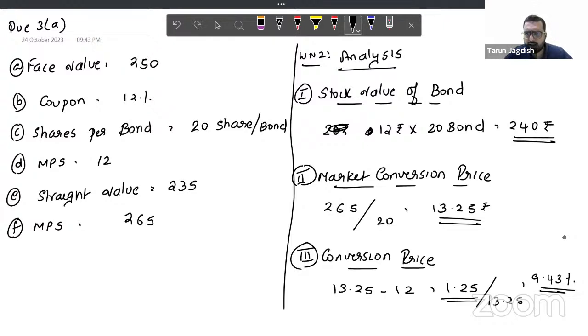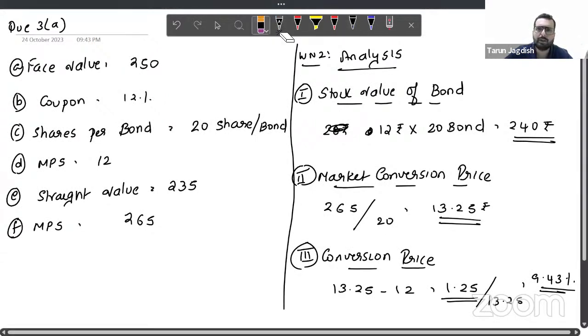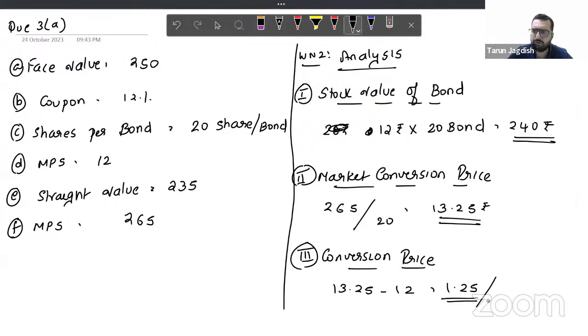I believe everybody is clear so far. One minute. Sorry, it should be divided by 12, not by 13.25, because from 12 it has to go up, correct? So the premium will be calculated on 12. Can you tell me how much is 1.25 divided by 12? Do you get the answer as 10.41%? All right, I'll give you a minute's time. Please scribble down till here in your books.